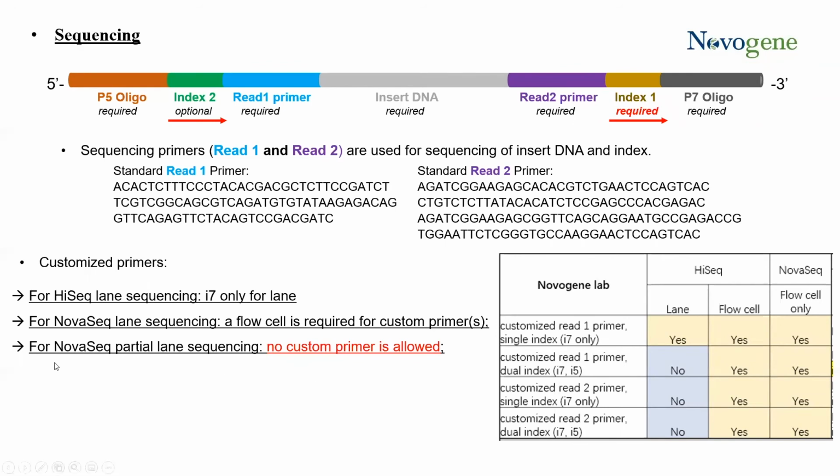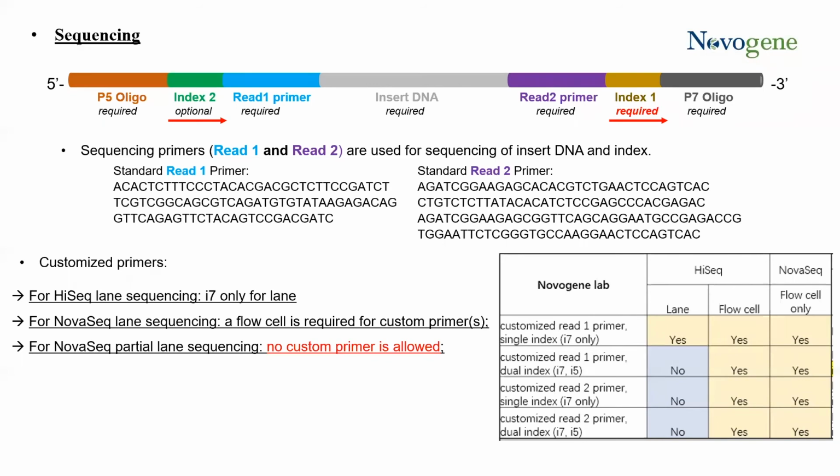For our partial lane service, so if you're to order less than a total lane, so let's say 50 gigabytes of data, we require that you, 1, provide us with all indices, both I5 and I7, if the I5 is applicable. And no customization is to be done.